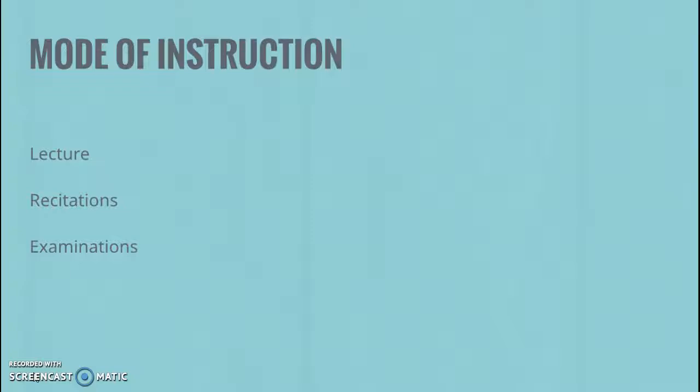Lecture, recitations, citations, and examinations were all specifically mentioned in the Yale Report of 1828, Part 1. These modes of instruction are still used today.